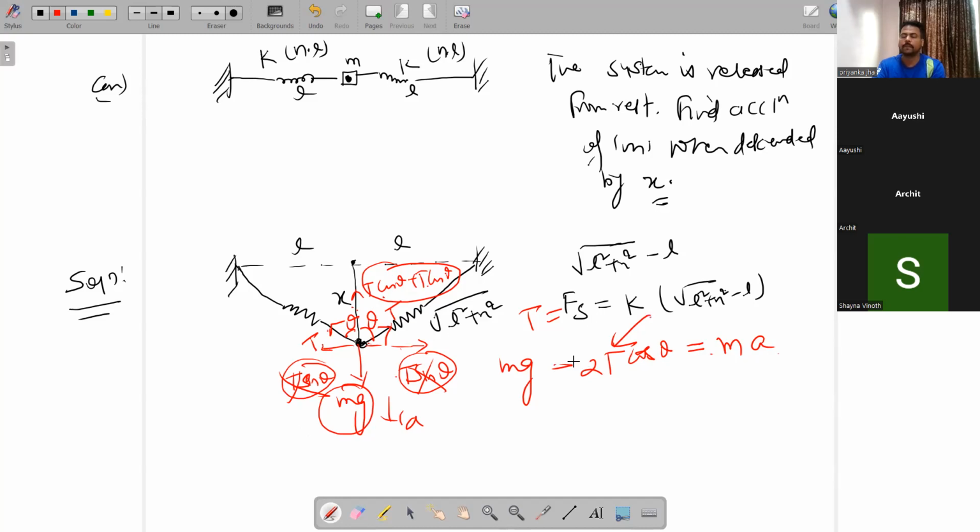And for Pythagoras theorem, wouldn't it be L square plus x squared minus L square again? So how did you do that, sir? See, this is L and this is x. So using Pythagoras, this will be under root L square plus x square, and the extension should be this length minus the initial length. So this should be the extension. So the force in a spring, that is the tension, is k into extension. All right. Okay. Note it down.